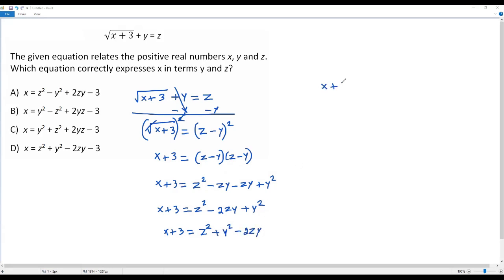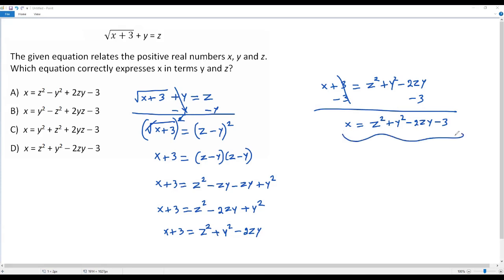Let me write the same equation over here. That is x + 3 equals z squared + y squared - 2zy. Now, let's subtract 3 from both sides of this equation. Then this + 3 and - 3 will cancel out. We get x on the left side. On the right side, we have z squared + y squared - 2zy - 3. Here, I have solved for x in terms of y and z. We find this equation in answer choice D. The correct answer choice for this question is D.